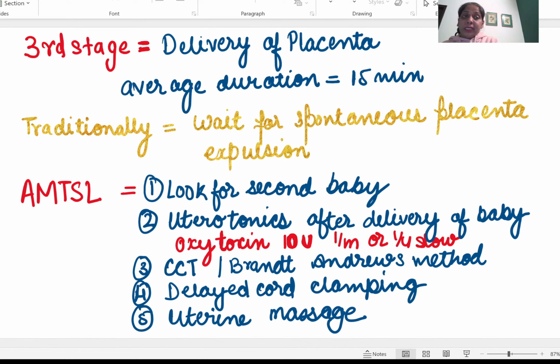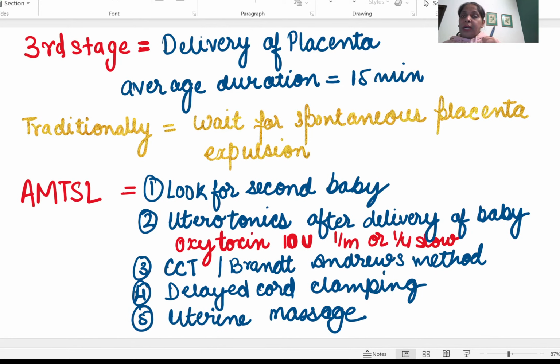But now we are doing active management of the third stage of labor as guided by WHO. So what is it? This order has been asked in the November 22 INI-CET exam. Please remember carefully. First of all, once the fetus has been delivered, we have to look for the second baby.